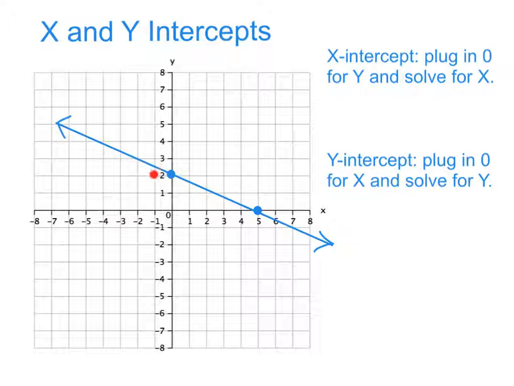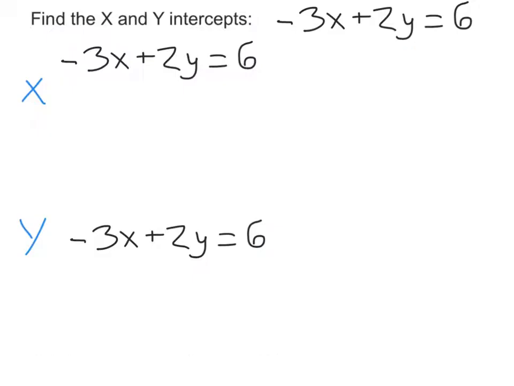Similarly, if you want your y-intercept, the key is on the y-axis, x is always 0 because you haven't gone left or right. So if you plug in 0 for x and solve for y, that'll give you your y-intercept. Here we're going to find the x and y-intercepts of this equation. To find the x-intercept, we're going to plug in 0 for y and solve for x.